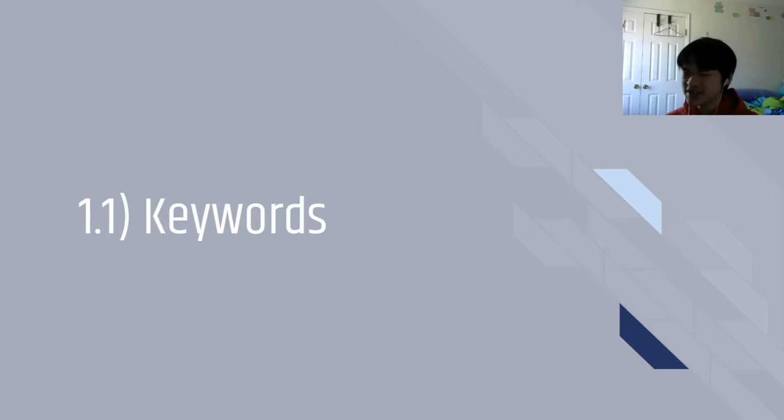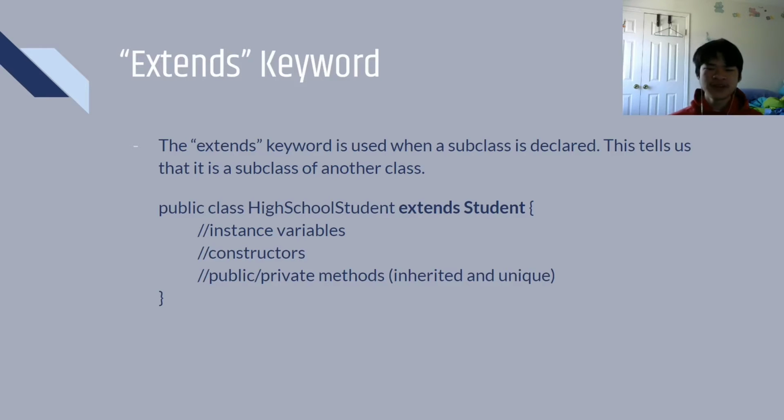So, let's get into the keywords here: this keyword, the extends keyword, and the super keyword. So first of all, we're going to go over the extends keyword. The extends keyword is used when a subclass is declared. So this tells us that it's a subclass of another class. So for example, when we say public class HighSchoolStudent, then we have to put after it extends Student. And this tells us that a high school student is an extension, or rather a subclass of student.